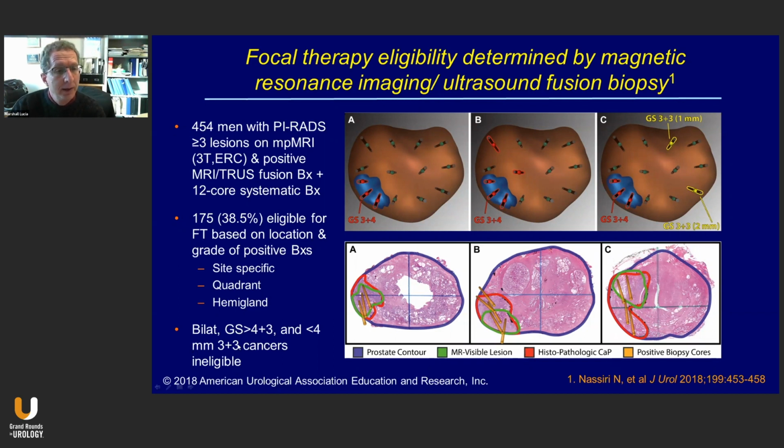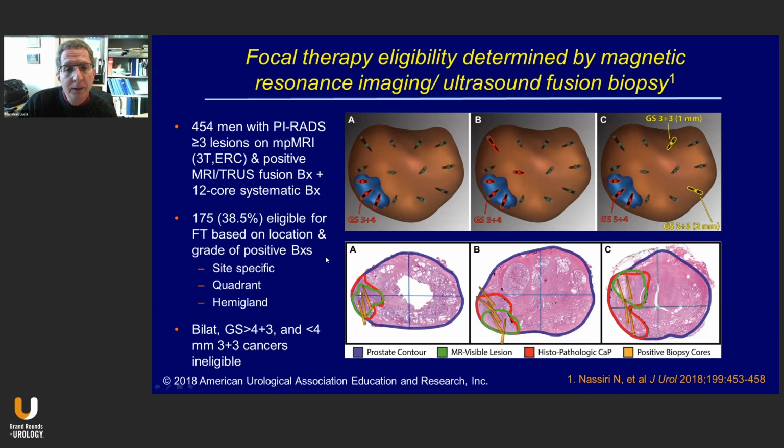In other words, their ineligibility criteria down here on the left was that it was bilateral significant tumor, which was defined as 4+3 or higher, or having less than 4 millimeters of 3+3 cancers. If that's all they had, they were considered ineligible because they figured these were better candidates for active surveillance. So again, more of a cancer control paradigm here for this group.